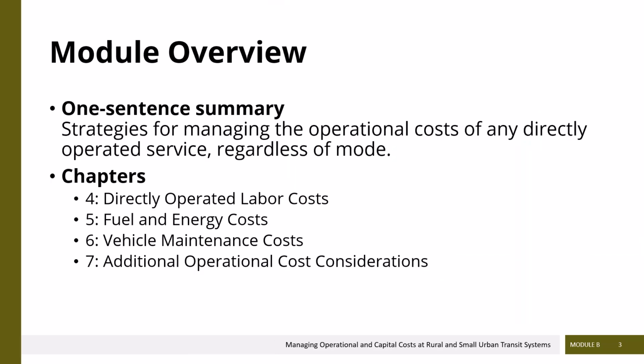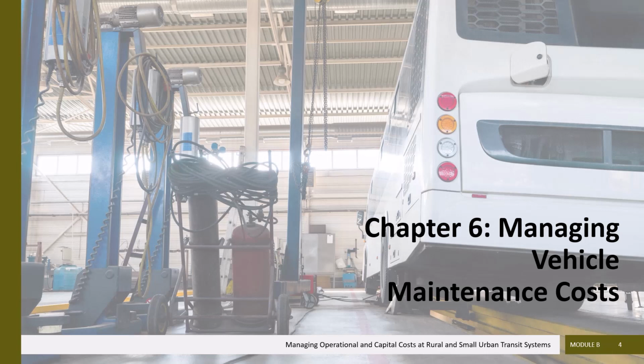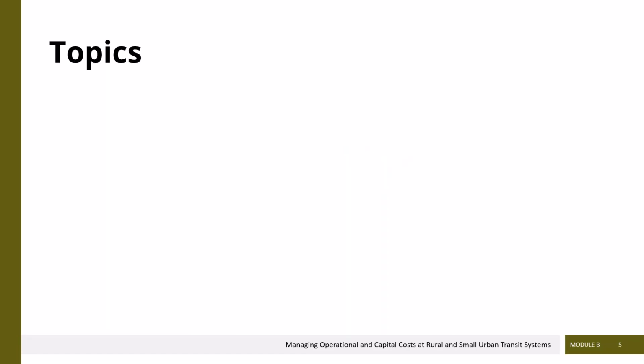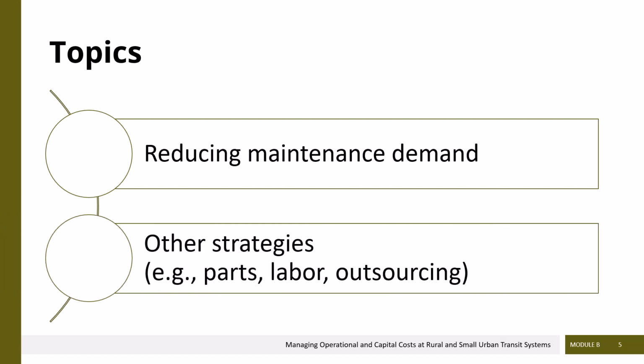credit track. In one sentence, Module B provides you with strategies for managing the operational costs of any directly operated service, regardless of mode. Module B contains 4 chapters, and this video's contents are from Chapter 6, Vehicle Maintenance Costs. Let's get started. Chapter 6 covers 2 main topics. First, how to reduce maintenance demand as a strategy for reducing maintenance costs. And second, other strategies related to managing maintenance costs.